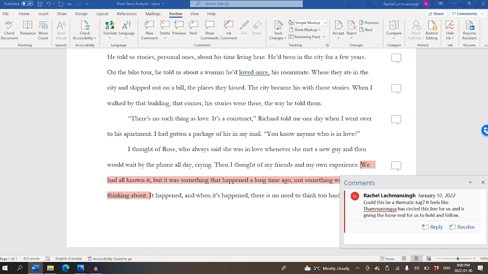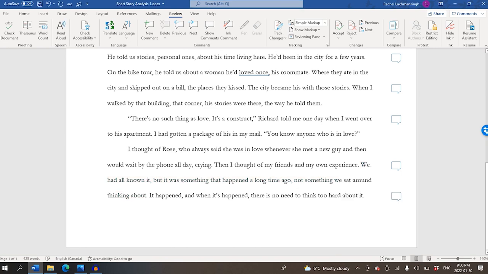Right. I'm wondering if Tamavongsa has circled this line for us, almost, you know, imagine with a pen. It's underlined for us and is giving the loose end for us to hold and follow. I think this might be the line. I don't know. I think just from the way it's phrased, it was something that happened a long time ago, not something we sat around thinking about. This seems like such a profound realization to sort of appear on page one of a short story that it's making me wonder why it's there.